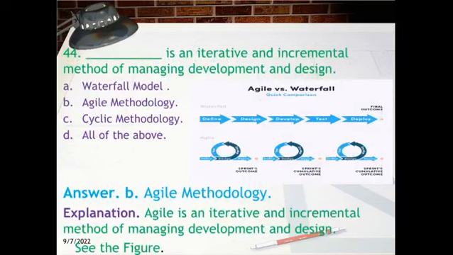44. Is an iterative and incremental method of managing development and design: Waterfall Model, Agile Methodology, Cyclic Methodology, all of the above. Answer: B. Agile Methodology. Explanation: Agile is an iterative and incremental method of managing development and design. See the figure.